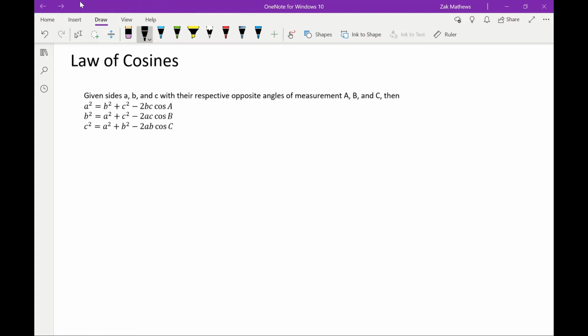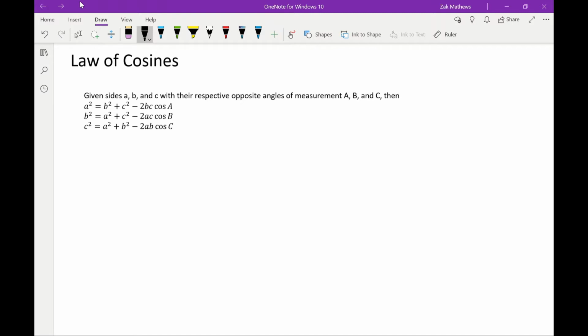In this video, we're going to look at the law of cosines. This is going to build on our knowledge of the law of sines and allow us to solve all triangles that are not right triangles. So we already knew how to solve right triangles. Law of sines allowed us to solve certain types of triangles that were not right triangles.